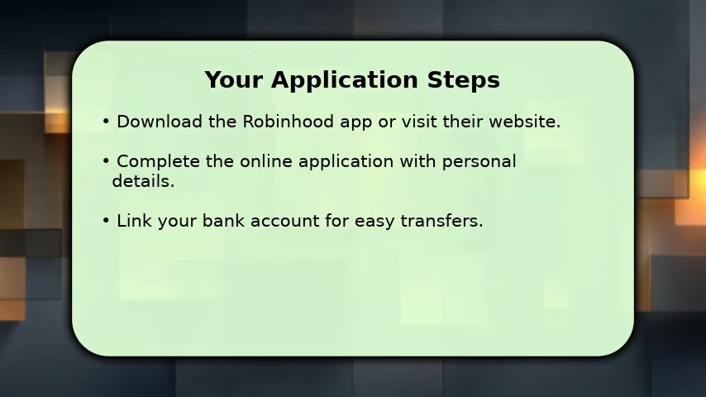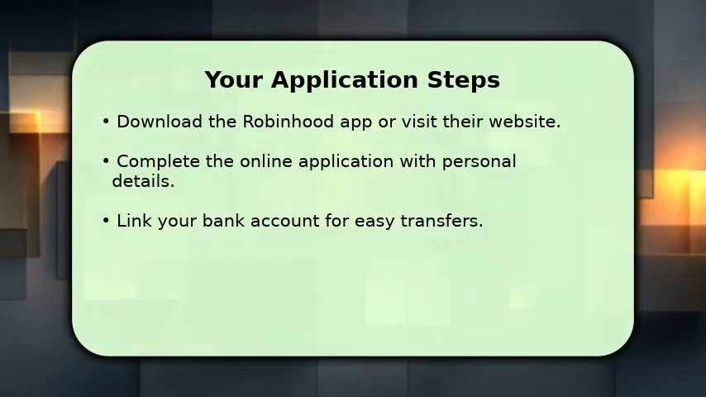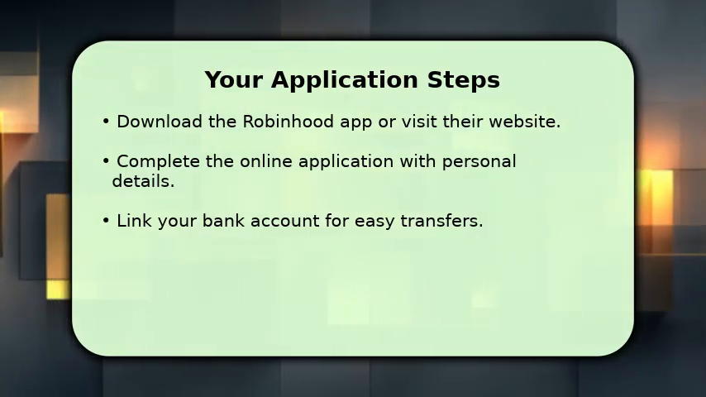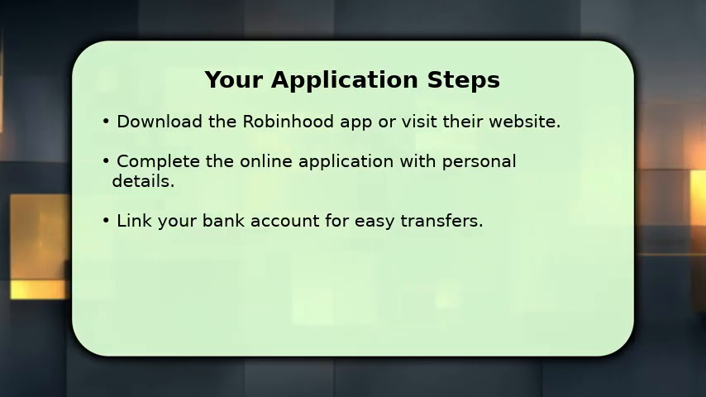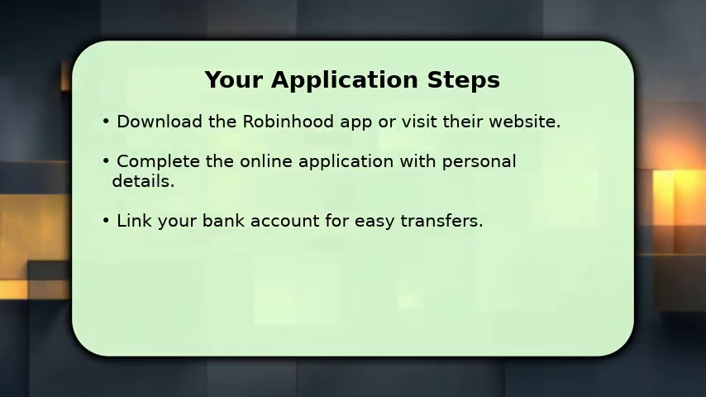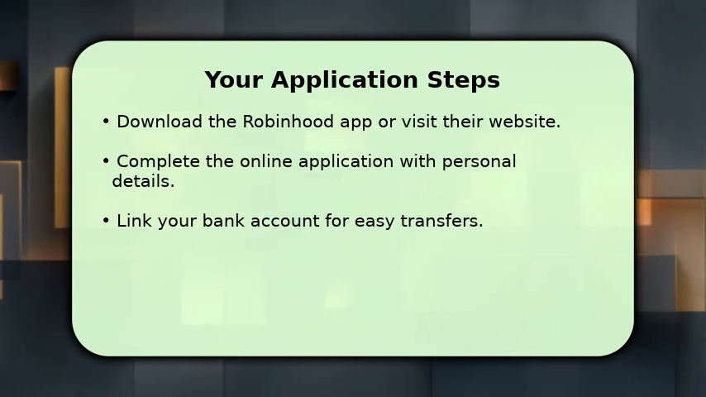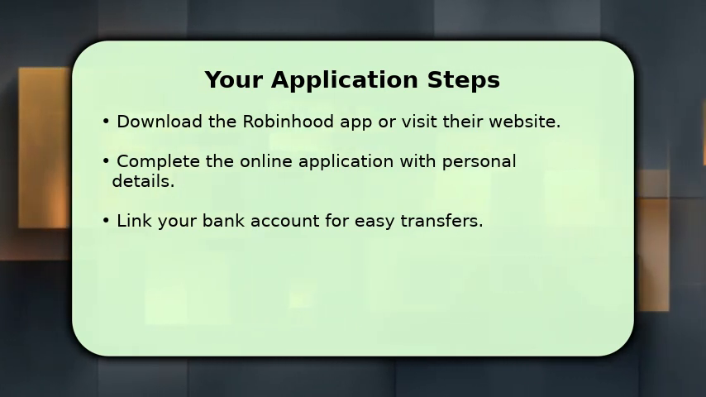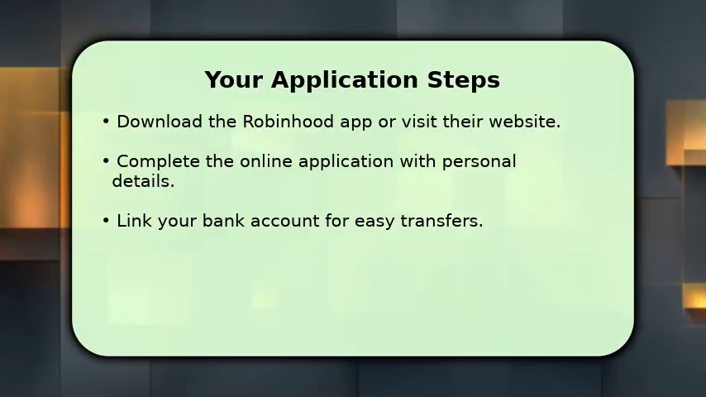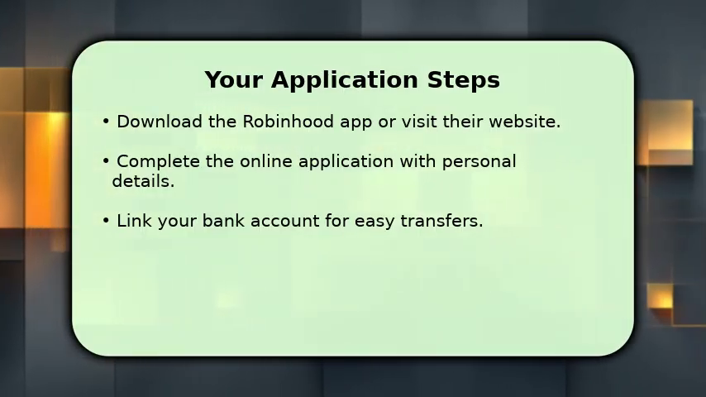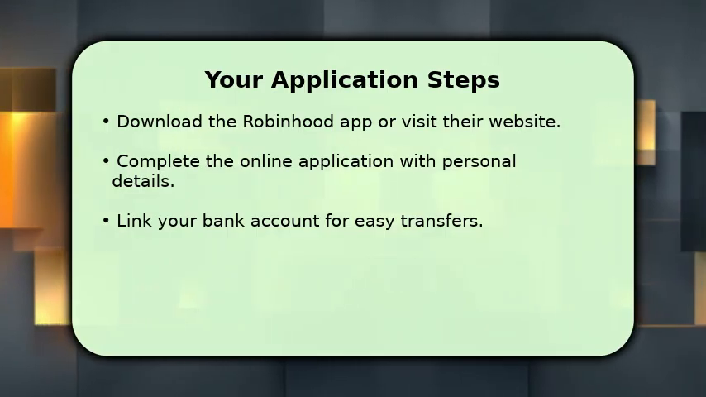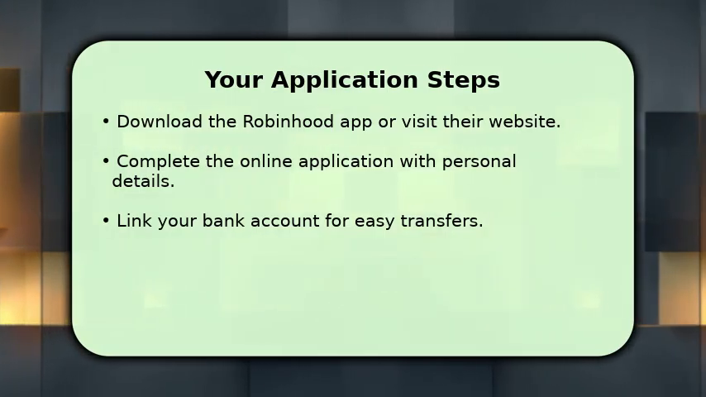The application process is straightforward. Begin by downloading the Robinhood app or visiting their website. You'll then complete an online application, providing your personal details accurately. Next, link your bank account, which is crucial for funding your investments. Finally, you might be asked to submit a photo of your government-issued identification for verification, which helps secure your account.